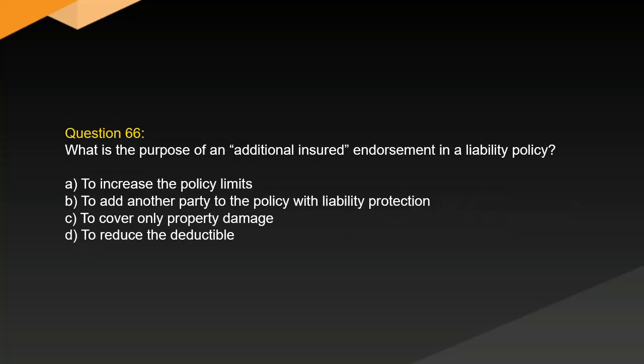Question 66. What is the purpose of an additional insured endorsement in a liability policy? A. To increase the policy limits. B. To add another party to the policy with liability protection. C. To cover only property damage. D. To reduce the deductible.